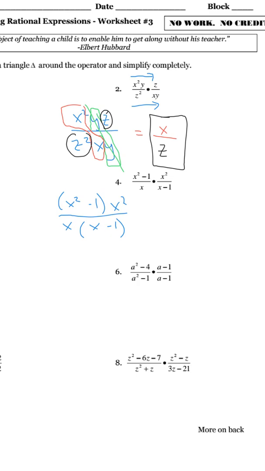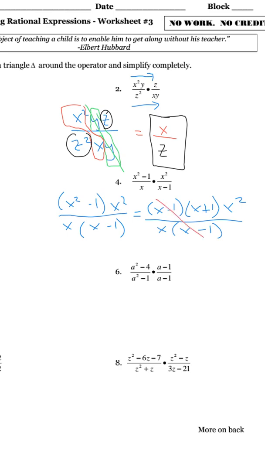So now you can see we might actually need to factor this. We have x squared minus 1, which is a difference of squares. So I'm going to factor it as x minus 1, x plus 1, and then just keep my x squared. And we've got x minus 1 times x plus 1 times x squared over x times x minus 1.